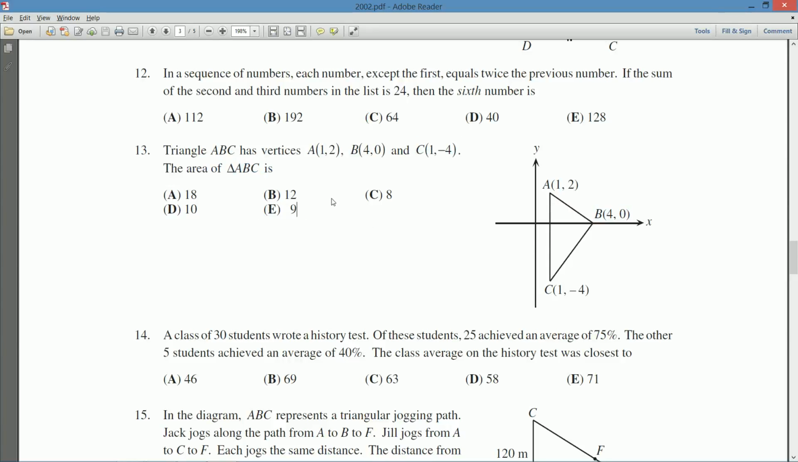So when we're asked the area of a triangle, my head starts a-humming with all the different ways that we can figure out the area of a triangle. And the most common one is the formula 1/2 base times height. So let's look at this picture. Is there a nice little base and a height we can use?